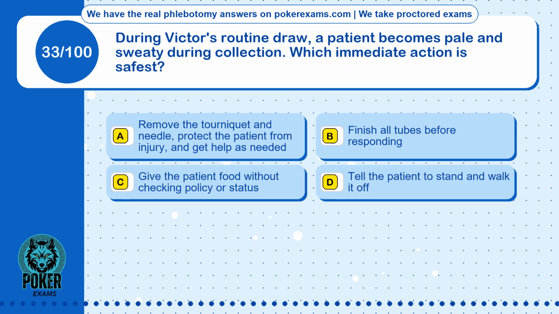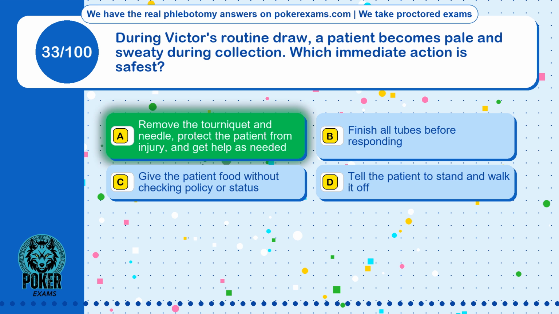Question 33. During Victor's routine draw, a patient becomes pale and sweaty during collection. Which immediate action is safest? Option A. Remove the tourniquet and needle, protect the patient from injury, and get help as needed. Option B. Finish all tubes before responding. Option C. Give the patient food without checking policy or status. Option D. Tell the patient to stand and walk it off.